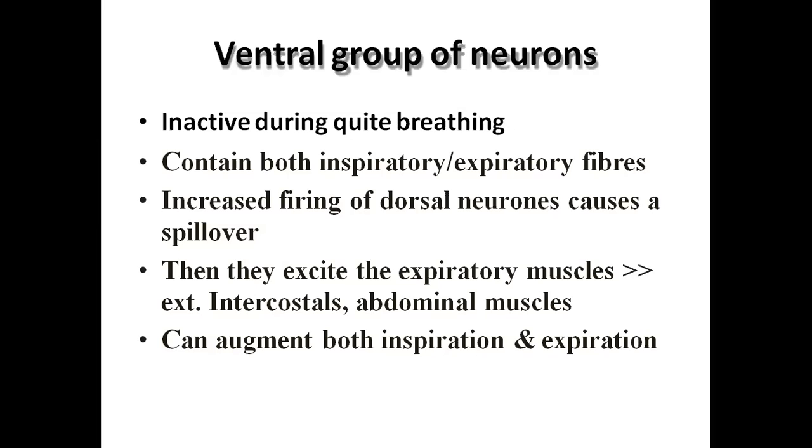And coming to the function of the ventral respiratory group or VRG, the cells present in this group have both inspiratory and expiratory fibers. That means they will control both movements, inspiratory and expiratory. So when the dorsal respiratory group of neurons increases firing, what happens? These ventral respiratory neurons also become activated, and they excite the expiratory muscles in the intercostals, abdominal muscles and the diaphragmatic muscle. So these VRG cells will augment both the inspiratory and expiratory movements.